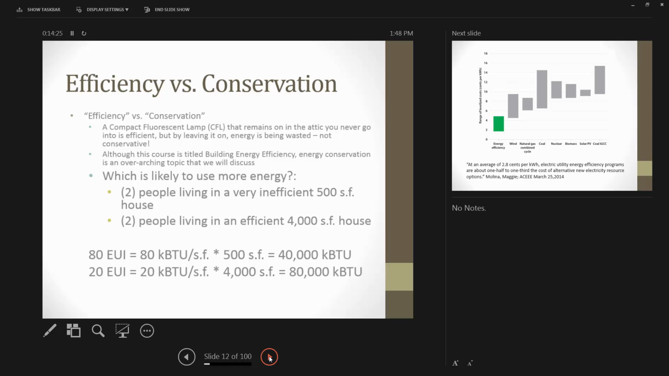So another example here, based on energy use intensity, and this is how we can compare similar building types. It's not always easy to compare a 500 square foot house to a 4,000 square foot house and say which one is more efficient. But if you know how much energy it uses on an annual basis, you can convert that to one common measure of energy.